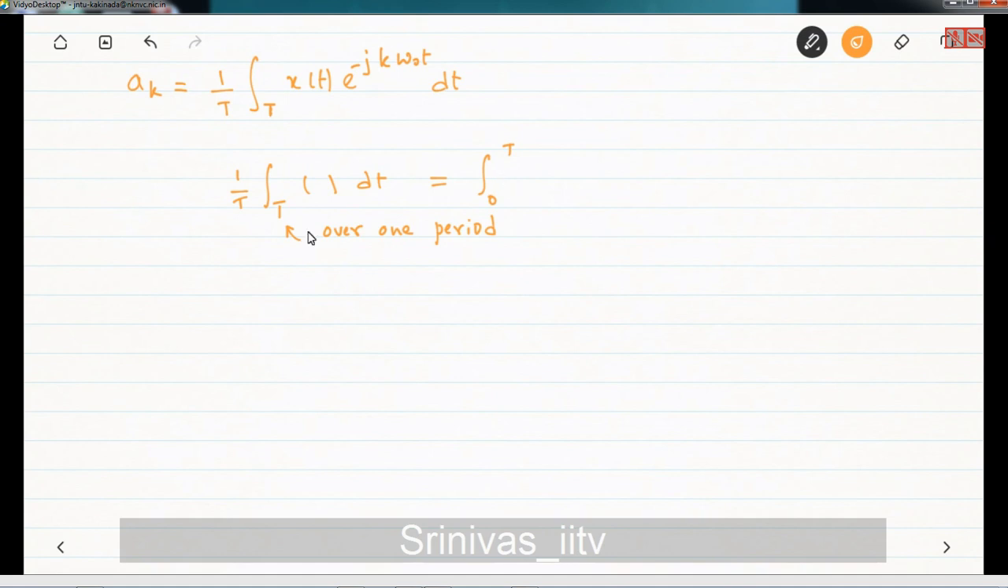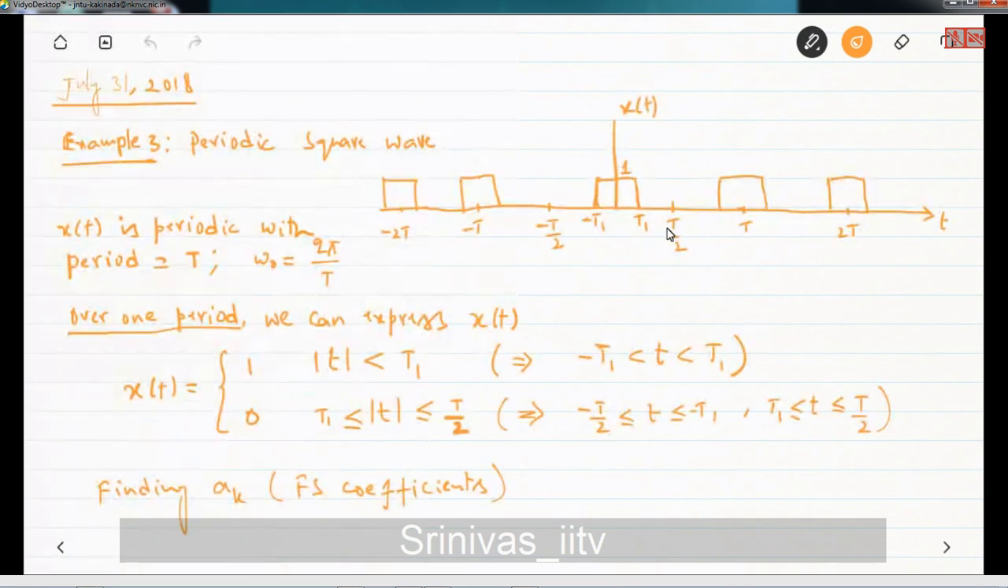Okay. So why am I saying that here? Why is this becoming important here? Because if you see the waveform, here I can take the period as 0 to T, or you can also see the period as minus T by 2 to plus T by 2. This is also a period. This duration is T. Again, this duration here is 3T by 2. This is also T.